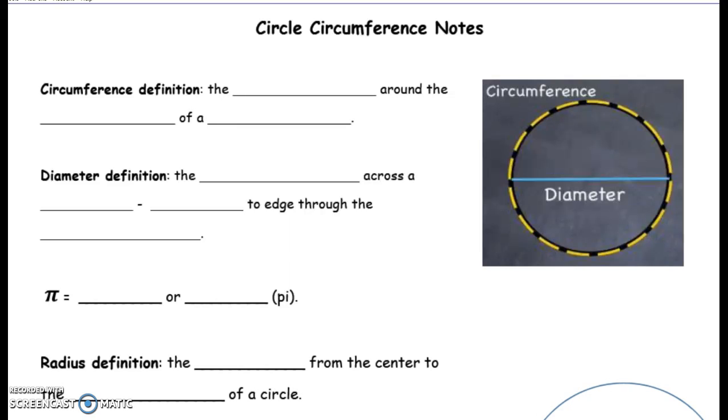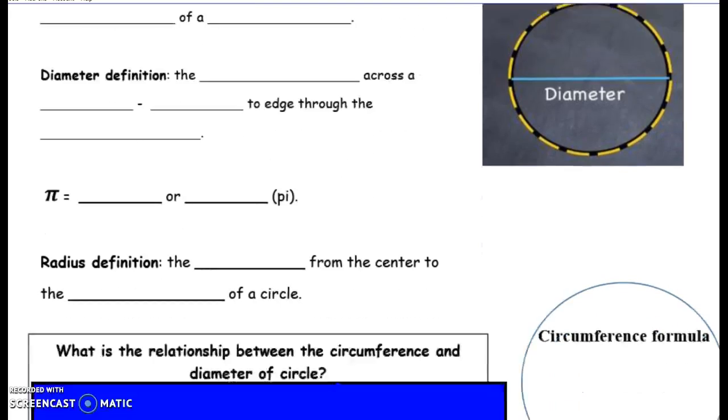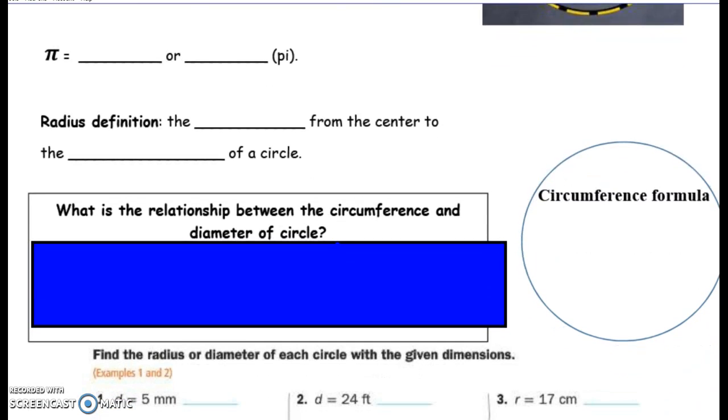In this lesson, we'll talk about how to find the circumference of a circle. In the last video, you should have captured the definition for circumference, diameter, as well as pi. The instructor didn't talk about radius, but we're going to come back to that definition in a minute. Let's first focus on the relationship between the circumference and diameter of a circle.